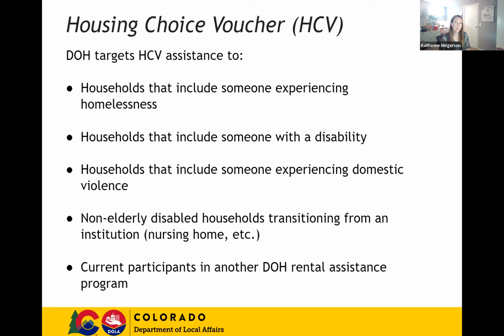And then we do give points to applicants who are current participants in another DOH rental assistance program. The reason we do that is because, as you'll learn, our other rental assistance programs generally offer rental assistance to people who are experiencing critical need now and who also need some other services wrapped around them. As those individuals stabilize and don't need that higher level of services, we want to move them into a more permanent housing program where there might not be as many services, so we can keep those programs open for those that need them. So that's why we give that additional points.